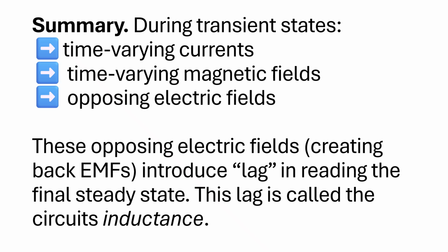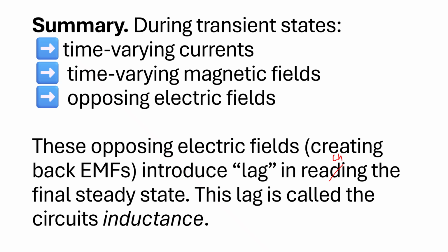These opposing fields create a back EMF. It introduces what I like to think of as lag in reaching the final steady state. This should say reaching. There we go. And we call this lag the circuit's inductance. All circuits have inductance. It's a property of circuits. You cannot avoid it.